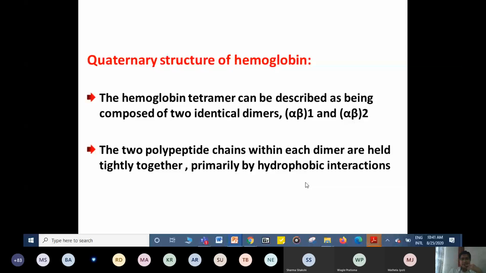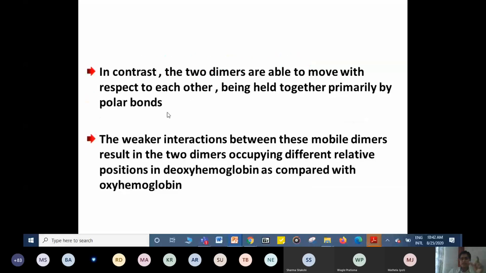In contrast, the 2 dimers are able to move with respect to each other, being held together primarily by polar bonds. That's why they are called the dimer of the dimers, because one alpha and 1 beta are bound strongly, another alpha and beta are bound strongly, but the connection between those is slightly weak. The weaker interaction between these mobile dimers results in the 2 dimers occupying different relative positions in deoxyhemoglobin and in oxyhemoglobin. That means the structure of hemoglobin is also slightly changed in the oxygenated and deoxygenated state. That's why we talk about the taut state and the relaxed state. There are 2 states, taut form and relaxed form.